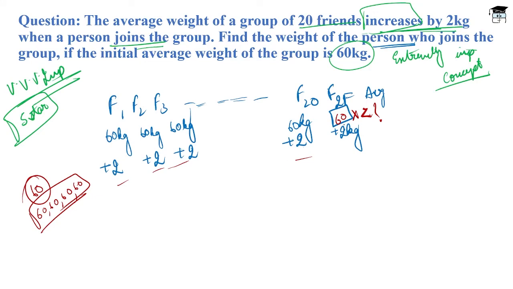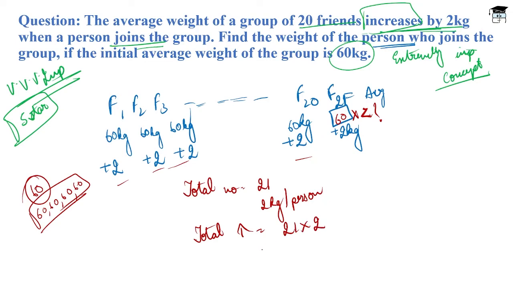Now, what is the question here? The total number of friends is equal to 21 and not 20. Please be very careful with each and every step, each and every concept. When a friend joins, the total number is 21, right? The new person has joined the group, and the weight is increased by 2 kg per person. So the total increase would be 21 into 2. That is 42 kgs.